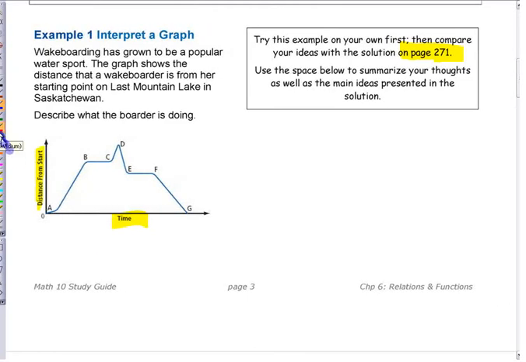This first graph just shows somebody wakeboarding. This is a graph of what the wakeboarder is doing. Obviously there's going to be more than one answer here, and when you look in the textbook to compare, yours is not going to be exactly the same, but the things you need to know here are how the shape of the graph relates to the situation. This is a distance time graph.